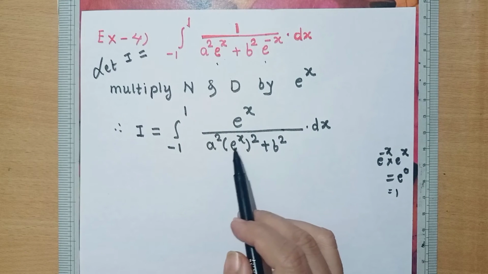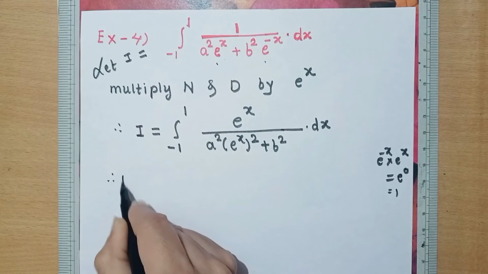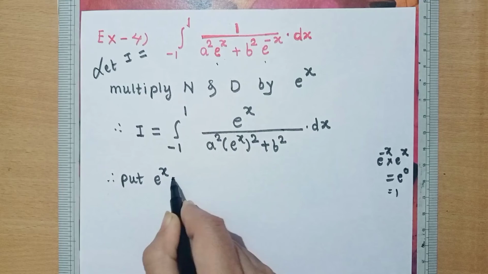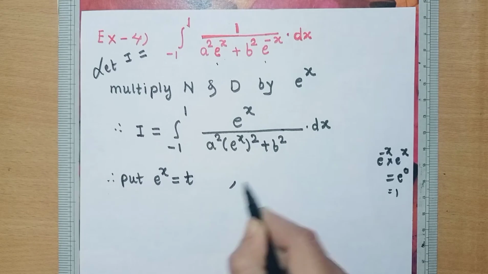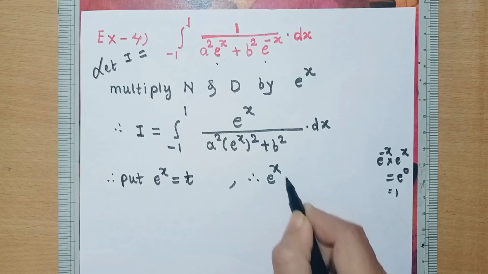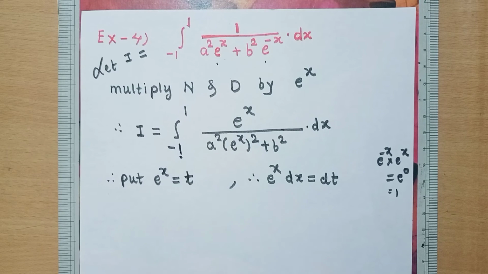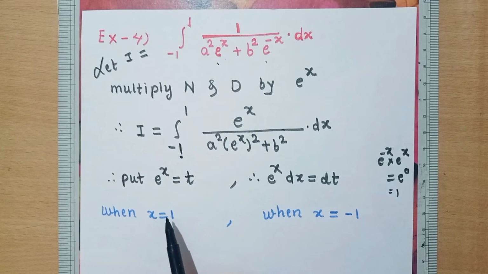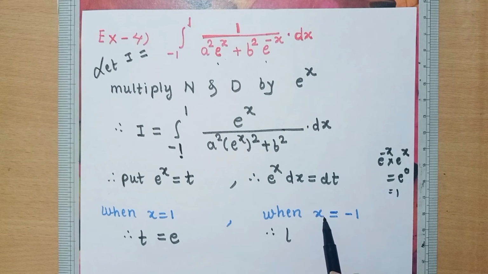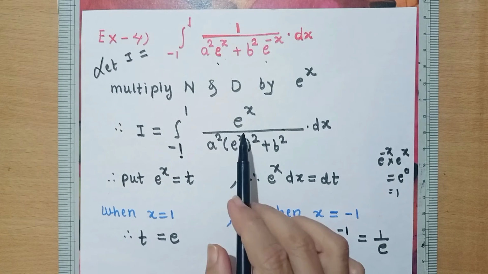And now we can substitute e raised to x equal to t, and therefore differentiating this, e raised to x dx equal to dt. Now we have to change these limits also. Substituting x is equal to 1 here, and therefore t is equal to e raised to 1, means simply e, and if I substitute x is equal to minus 1 here, so t is equal to e raised to minus 1, that is equal to 1 upon e, and we will substitute these limits here.